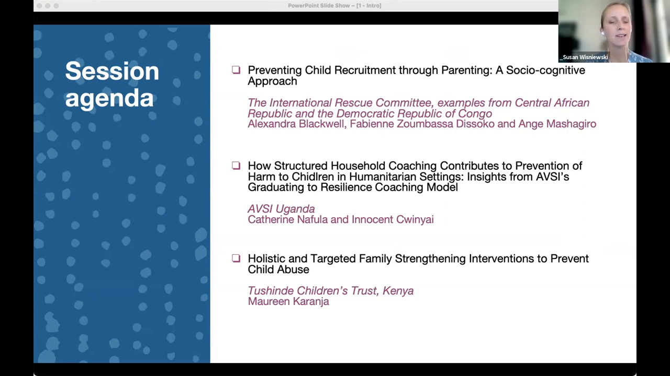And then last but not at all least, we have from Tushindi Children's Trust in Kenya, holistic and targeted family strengthening interventions to prevent child abuse. And that will be presented by Maureen Karanja. So those are our exciting presentations for today.